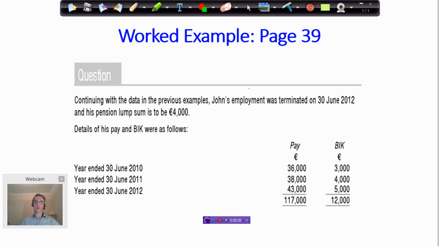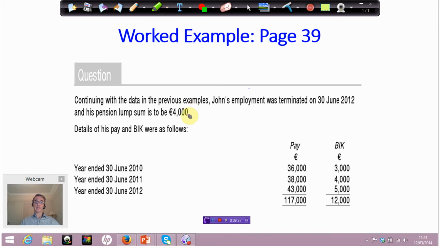So in terms of detail here, let's have a quick look at an example. Again, this is FA12, the BPP text, page 39. I will be updating these videos in due course, so don't worry about that. Okay, so we're continuing on from the previous example for John, and we're given some information in order to be able to calculate the SCSB. The information that we need is the salary levels and the BIK for the previous 3 years leading up to the date of termination of payment. We're also given a pension lump sum value, thankfully, of 4,000 euros.